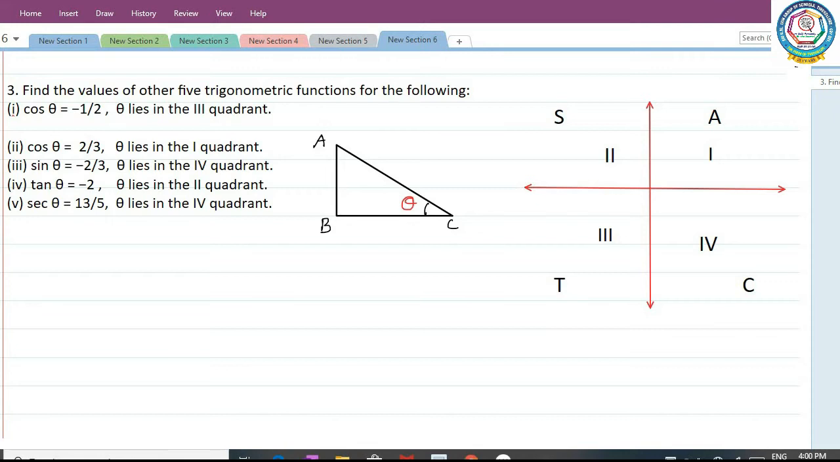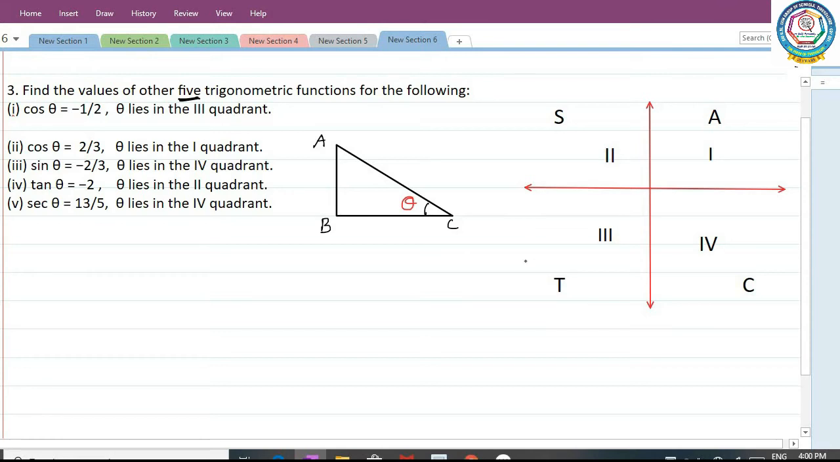Sum number 3. Find the values of the other 5 trigonometry functions for the following. So, first subdivision, cos theta is equal to minus 1 by 2. Theta lies in the third quadrant. So, we know these 4 quadrants: first quadrant, second quadrant, third quadrant, fourth quadrant.